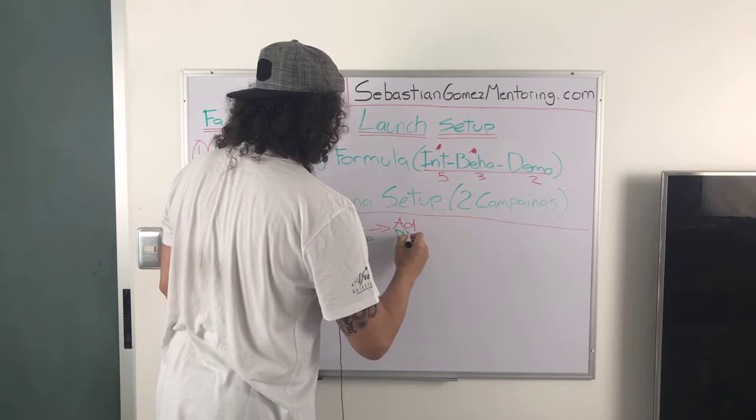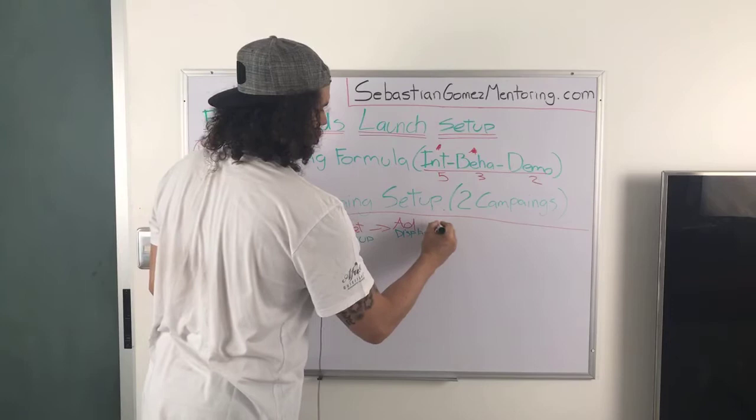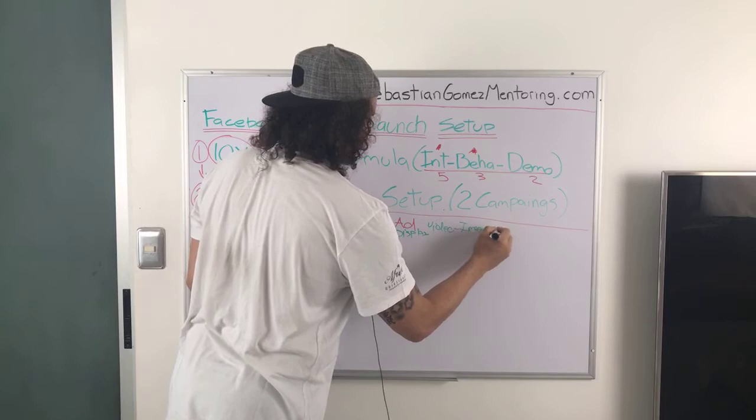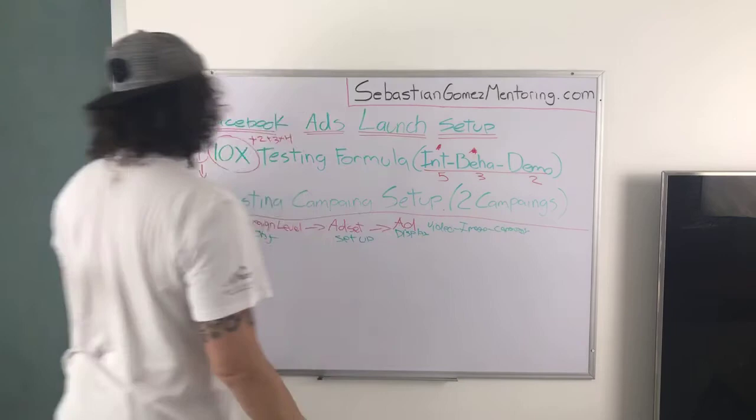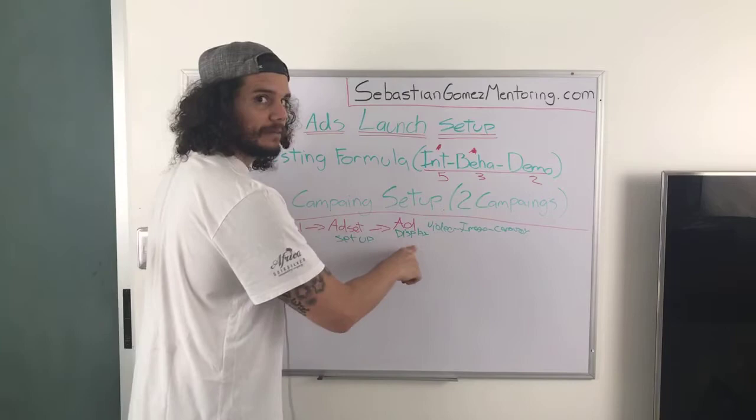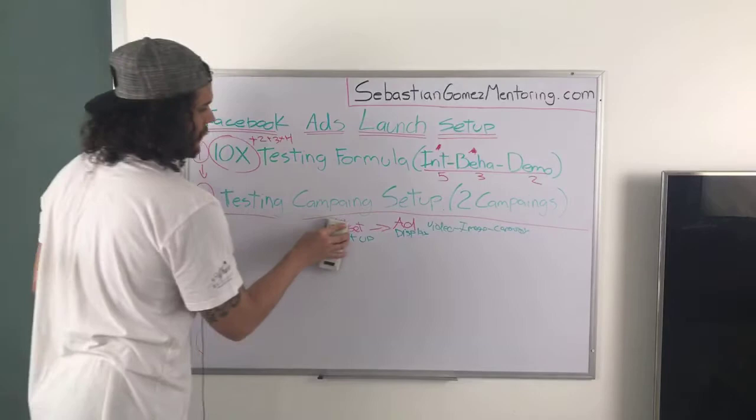And at the end of the day, this can be a video, this can be an image, this can be a carousel ad, etc. So this has to be clear. Campaign, ad set, ad. Okay, so if this is clear, we can go to the next step so I can really help you guys with this stuff.